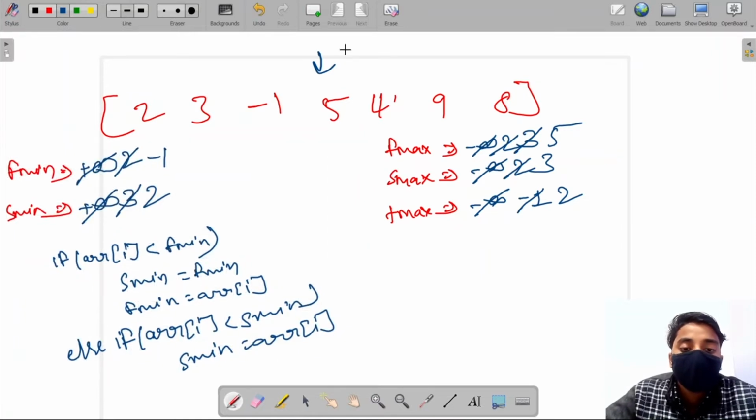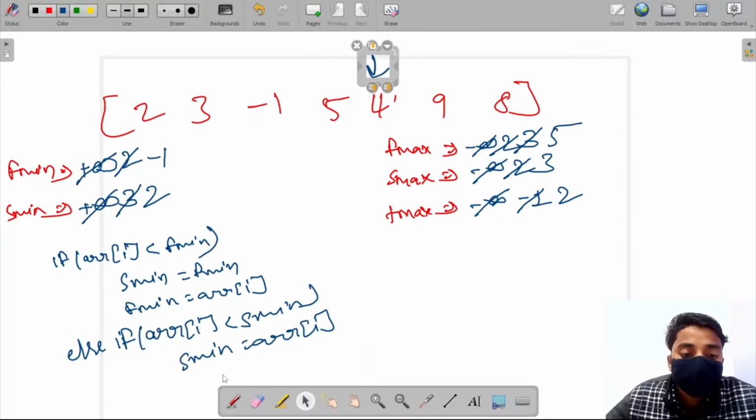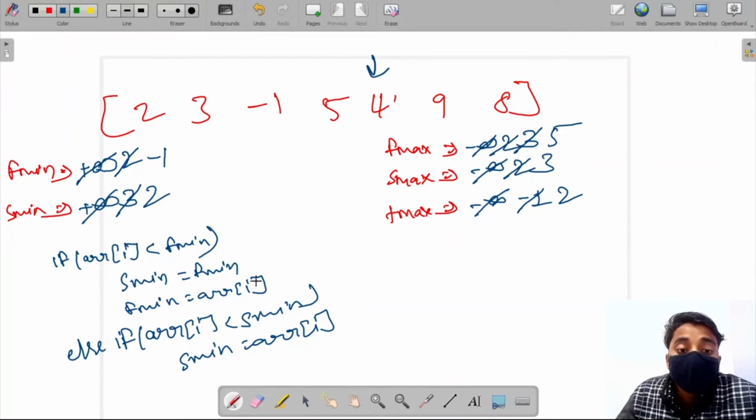Now we are at 5. The 5 is done. We are at 4. So it will check for this condition, is array at I less than fmin. Here fmin is -1, so this will be false. Now it will check else, is array at I smaller than second min? No, it is not true, so this will be false.